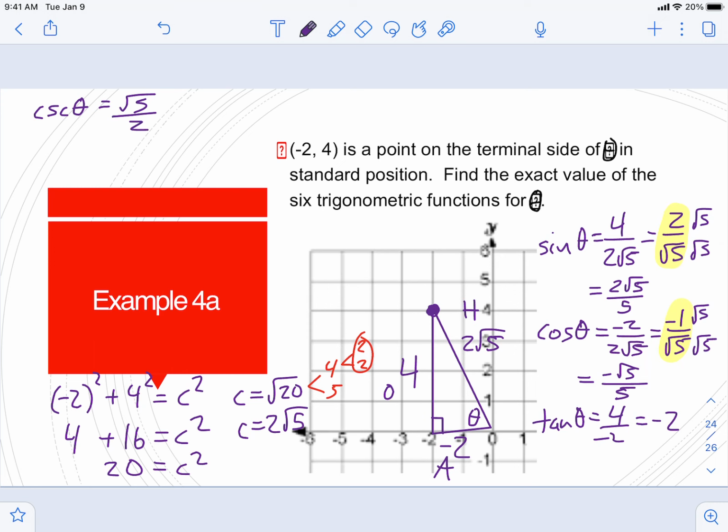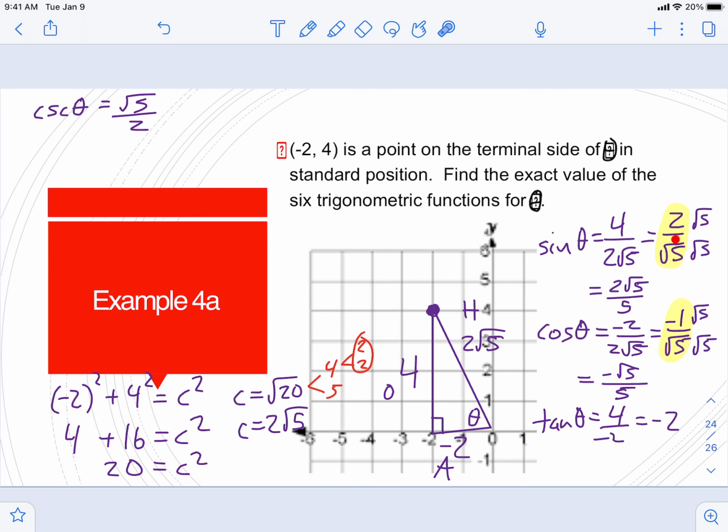Root 5 over 2. If I would have taken this version of the answer and flipped it, well, then I've got a square root on the bottom again that I need to get rid of to get its simplest radical form. If I would have flipped this, then I got to reduce the 2 and the 4 again, so it's easiest if I just take this one and flip it.